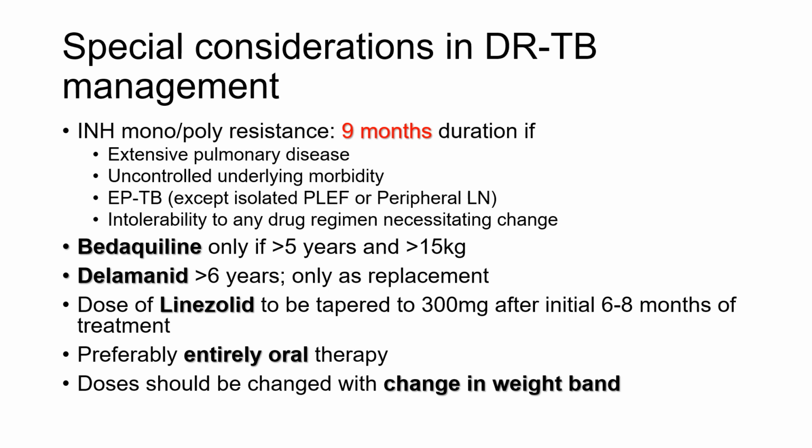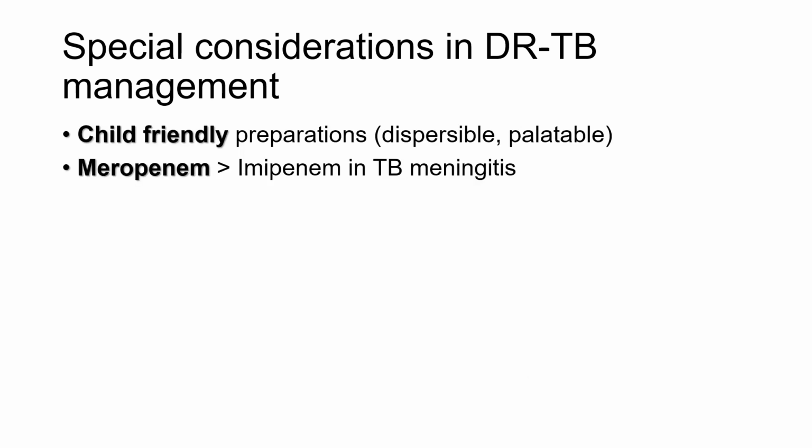Suppose a patient had come to you with tuberculosis at 11 kilo weight, but now, with treatment received for 2 to 3 months, the patient has grown up to 16 months, 16 kilo. So the weight band has been changed. So the patient has to be given the doses according to the newer weight band rather than the older weight band. So always child-friendly preparation should be used. That means the medication should be dispersible or palatable.